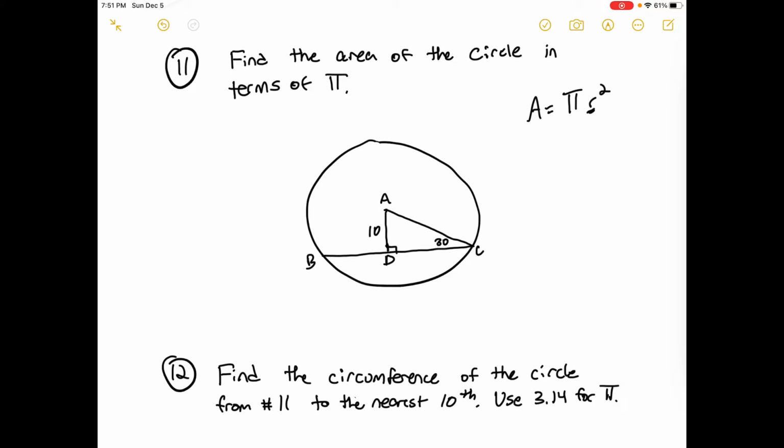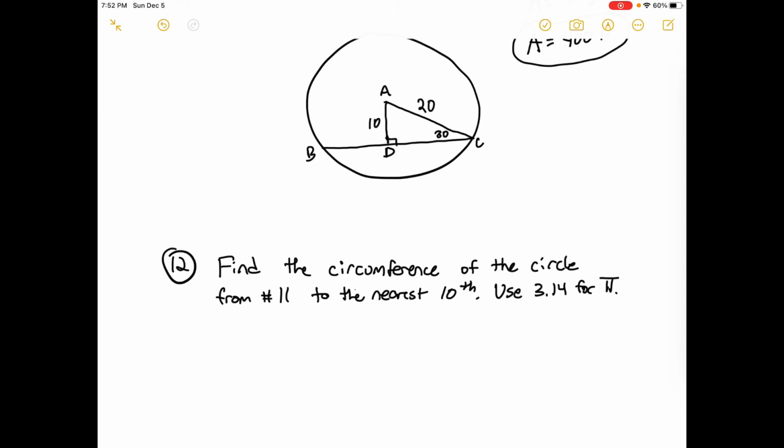Okay, so in the circle, we're given a 30, 60, 90. So we have short leg is 10. Let's double the short leg. This will give me my radius. Now let's square that radius. If I square the radius, 20 times 20 is 400 pi. There is the area of my circle in terms of pi.